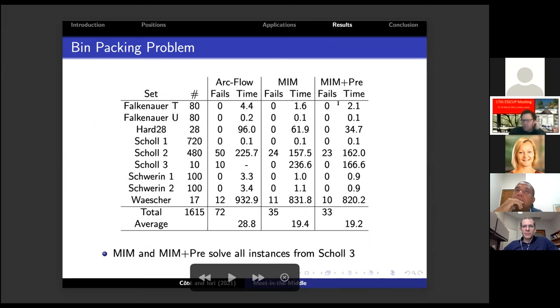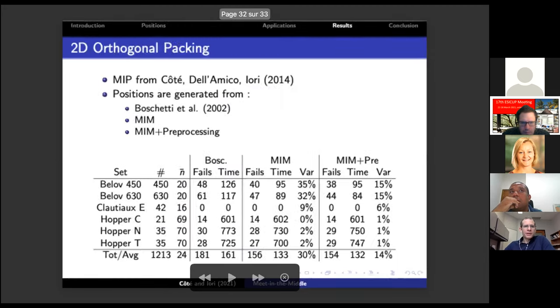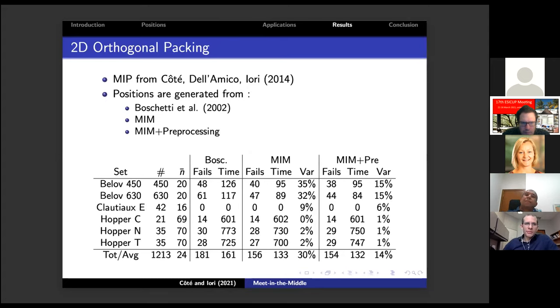When we put that in CPLEX, with the classical arc flow, there are 72 instances that we cannot solve over 1,600. And with the meet in the middle, we can solve an additional 37. And we can also solve all the Scholl 3 instances here that could not be solved with the classical method. And with the preprocessing, we can solve an additional two instances, but the improvement is not so big.